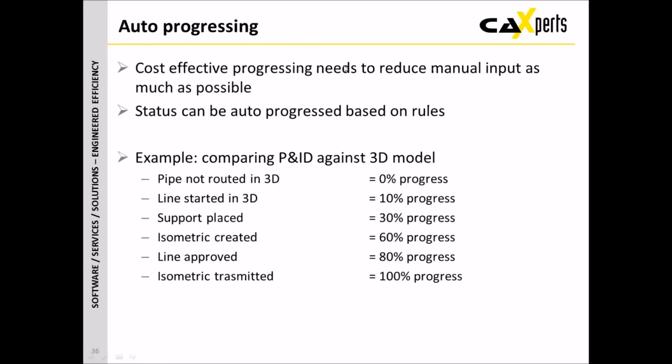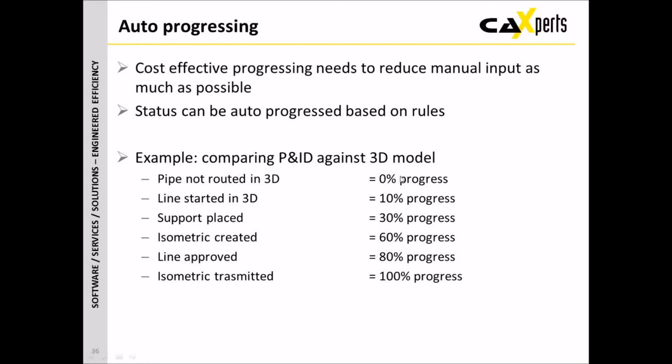So we do employ this auto-progressing to provide a cost-effective method by reducing manual input as much as possible. We look at the data, we have rules defined, and we auto-progress the status based on those rules. Those rules can be as simple or as complex as you like.